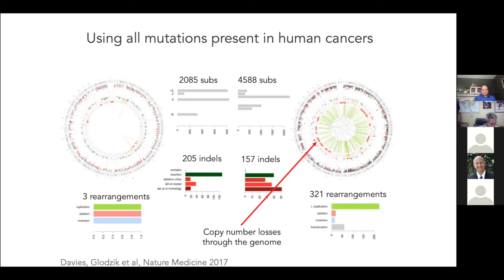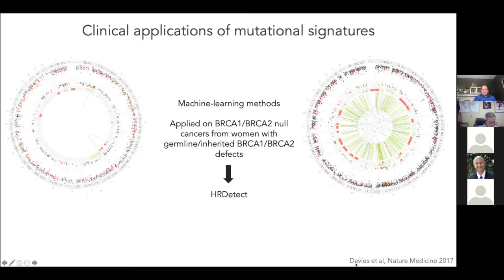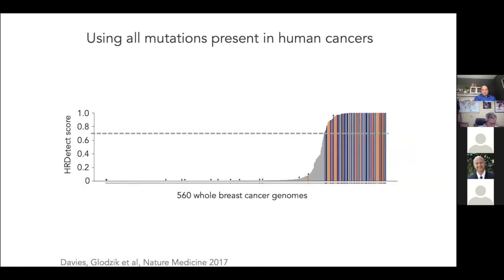But the point is that all of these features together, not one, all of these different signatures together can now be used to inform your patient stratification. And so we applied machine learning methods on these two groups of patients, ones that have the ER positive tumors and the ones that have the BRCA1 or BRCA2 deficiency. And we created this algorithm called HRDetect. So a high HRDetect score predicts BRCAness and a low score predicts not.